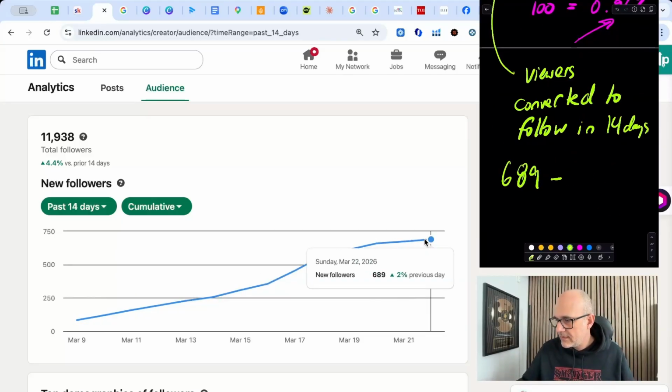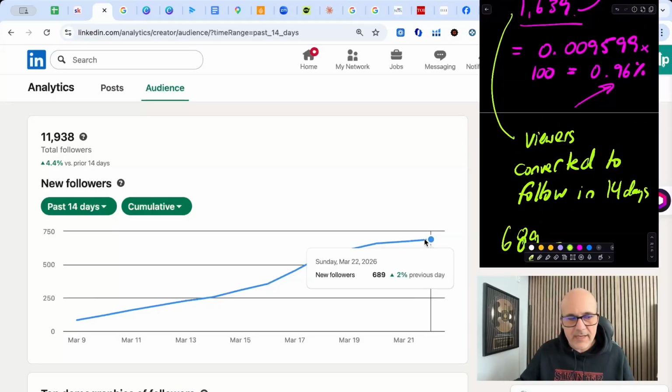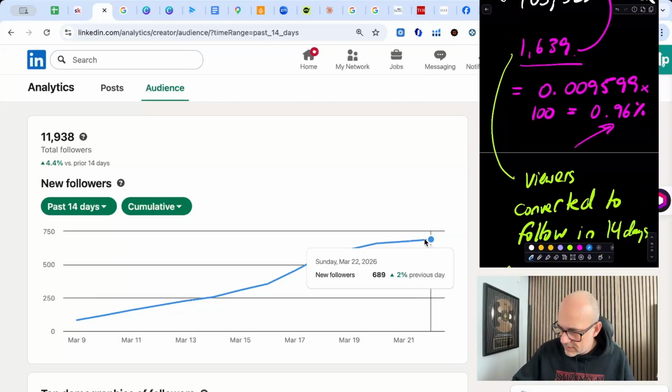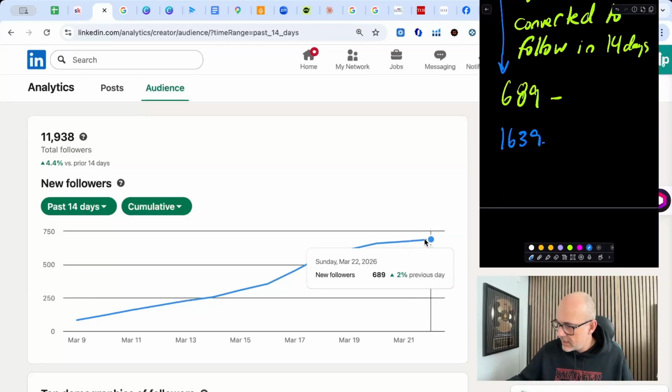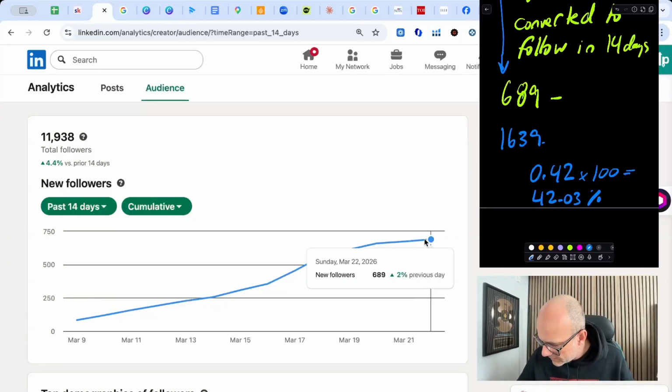689 in 14 days. So if we take the original number of 1639, remember those are the people that viewed our profile. If we take 689 and divide it into 1639, that gives us 0.42, and we multiply that by 100 to turn it into a percentage, which gives us 42.03% of people that click on my profile converting to followers.